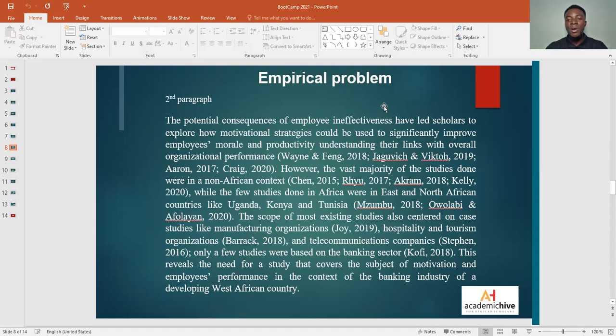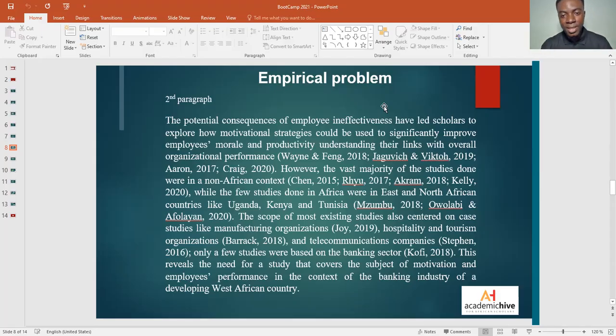However, the vast majority of the studies done were in a non-African context. You cite those studies that are not in an African context, while a few studies done in Africa were in East and North African countries like Uganda, Kenya, and Tunisia. You cite those studies. Always remember to cite those studies. Now, I'm trying to bring out another gap. The scope of most existing studies also centered on case studies like manufacturing organizations, hospitality and tourism organizations, and telecommunications companies. Only a few studies were based on the banking sector.